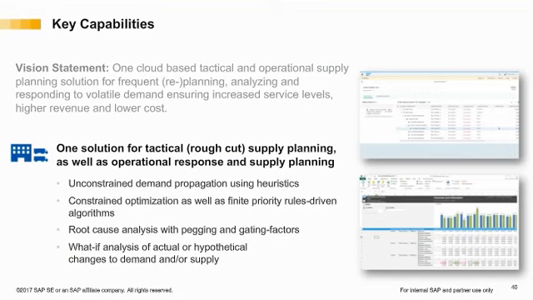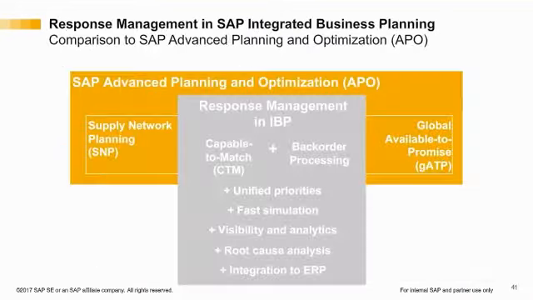Root cause analysis, or find the reason why I cannot fulfill a specific order. Pegging, which sources are responsible to fulfill my demands. And then gating factor, which constraint specifically is the reason that I cannot fulfill a sales order or demand, like in this customer example. For existing APO customers, it is easier to explain the response management being a combination of capable to match and backorder processing, enhanced with additional key capabilities. Key differentiation is that the two processes now work seamlessly and natively together within IBP.